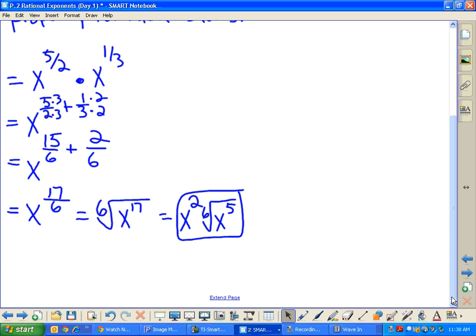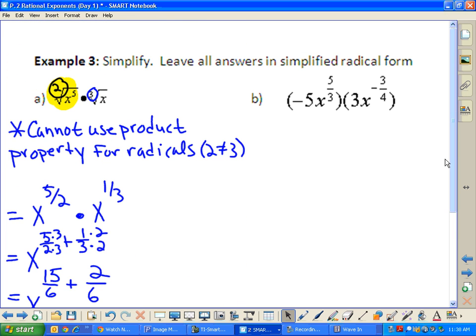All right, so on to the next. Part B. We have negative 5x to the 5/3 times 3x to the negative 3/4 power. Step 1, I'd use my ER rule to write it with fractional exponents. But that's done. Step 1 is done for us. I already have fractional exponents to work with, so I'm good. Step 2, use my properties of exponents to simplify.